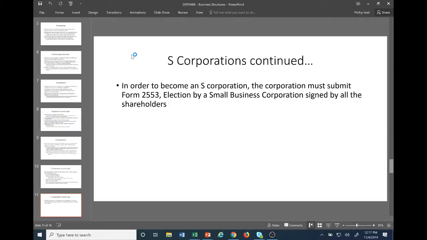And ultimately, if you want to become an S corporation, then all the shareholders have to sign and fill out the Form 2553, an election by small business corporation. So that's what you have to do, if you meet those requirements, in order to become an S corporation.